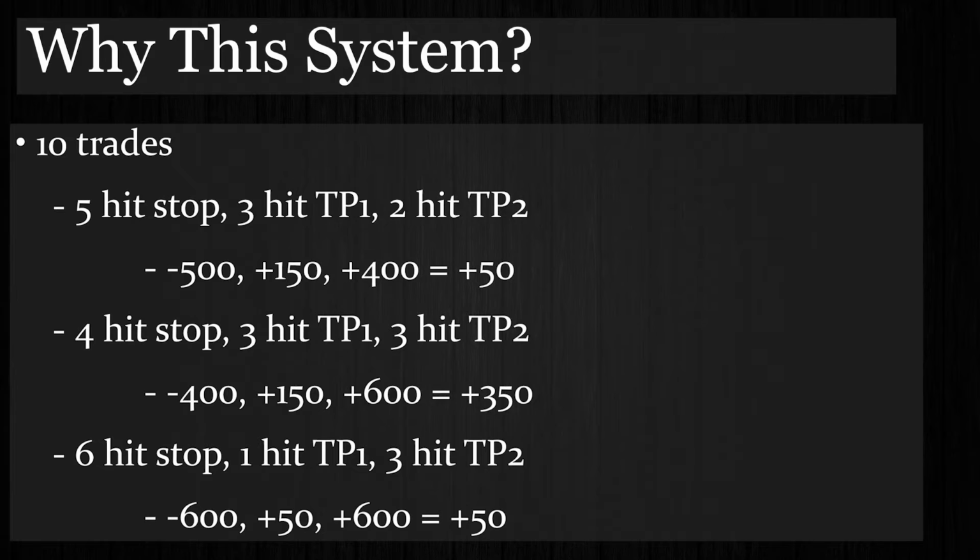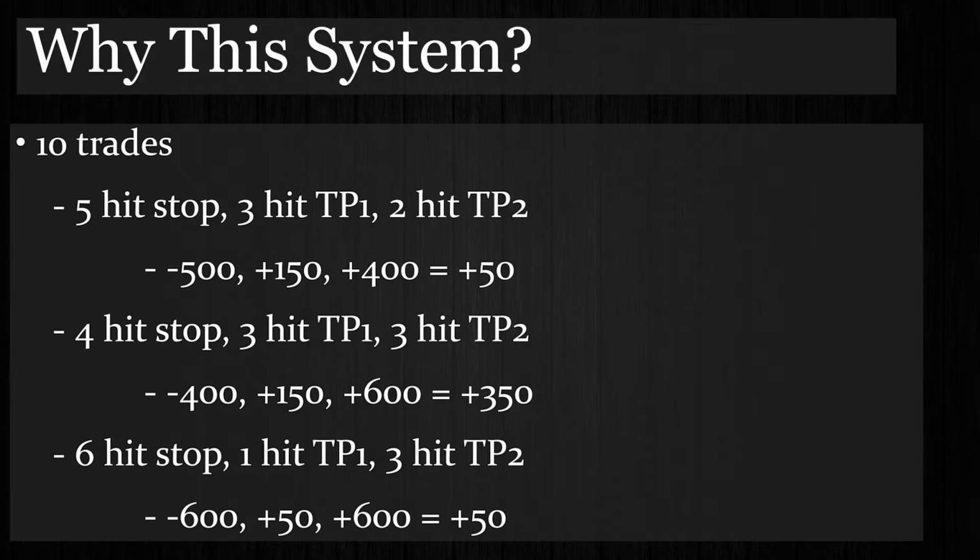Let's say 4 hit stop. So we have a 60% hit rate. That's negative 400. 3 hit TP1 again, so that's plus 150. And 3 hit TP2. Suddenly we're positive 350 instead of breaking even or something. That's a 60% win rate. What we're aiming for is more trades to hit TP2, obviously.